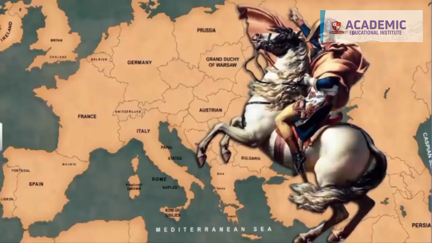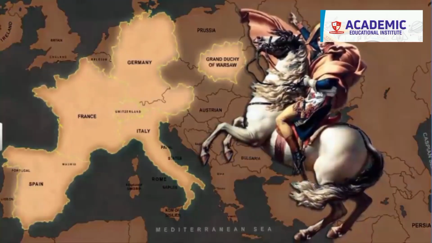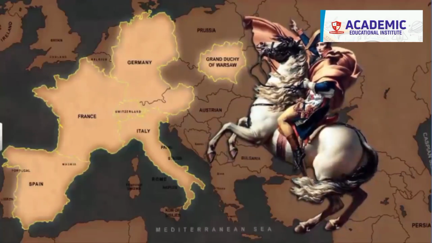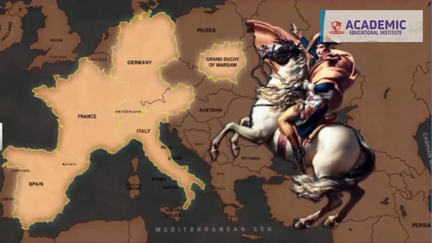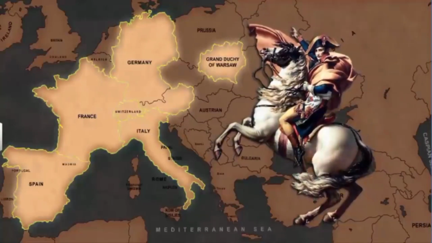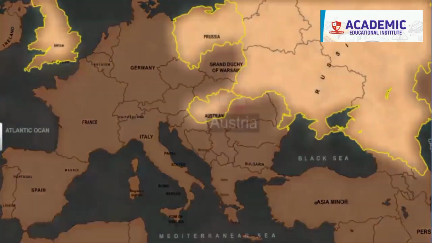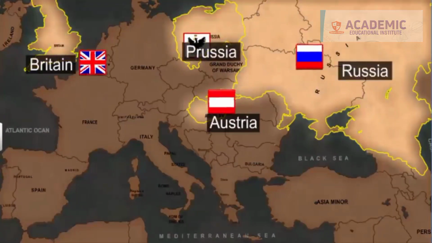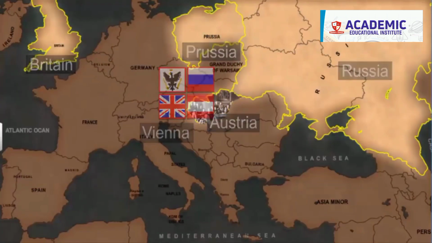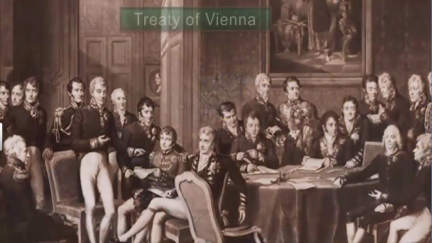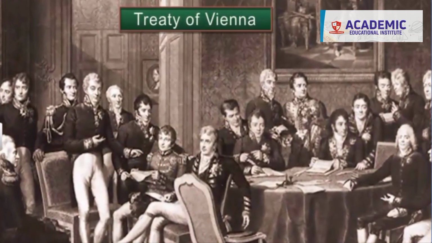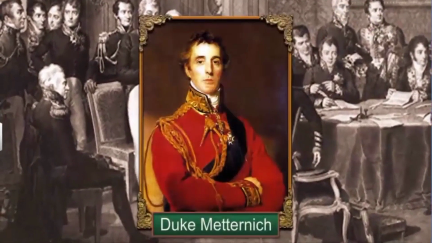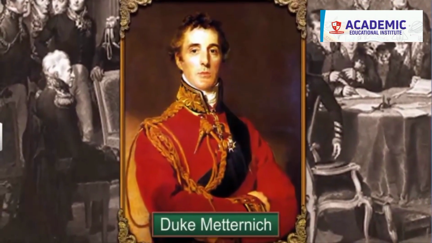During his conquests, Napoleon had annexed several kingdoms and made them a part of France. In 1815, after the defeat of Napoleon, the representatives of European powers, namely Austria, Britain, Prussia, and Russia, met at Vienna. This meeting is also known as the Treaty or Congress of Vienna. The chief architect and host of this treaty was the Austrian Chancellor, Duke Metternich.